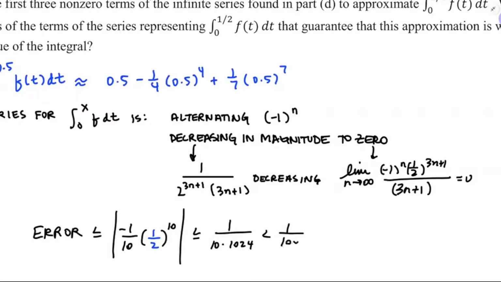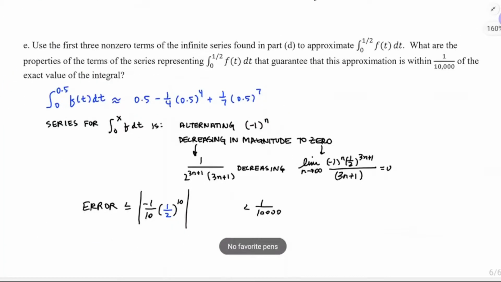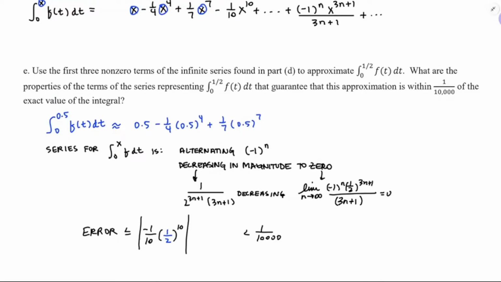But if you didn't see that arithmetic happening, you would just not include that bit and say, as long as you write it correctly, 1 over 10,000, not 1,000, then you'll get your point. We just had to justify the use of the alternating series error bound, what the properties of the terms are, and then actually do the error bound and realize that the error was less than 1 over 10,000.